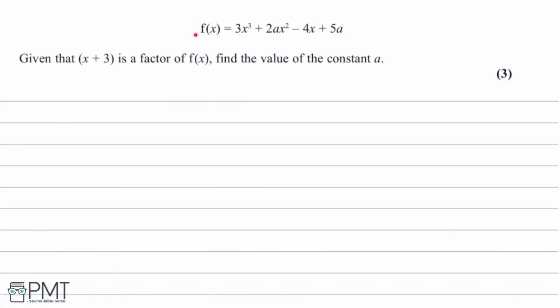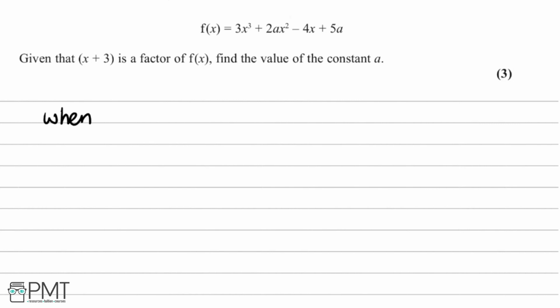So we're given this expression for f of x, saying f of x equals 3x cubed plus 2ax squared minus 4x plus 5a. And given that x plus 3 is a factor of f of x, find the value of the constant a. We can also see it's a 3-mark question. Whenever a question talks about things like factors or gives things in the form of brackets like this, it quite often includes the factor theorem.